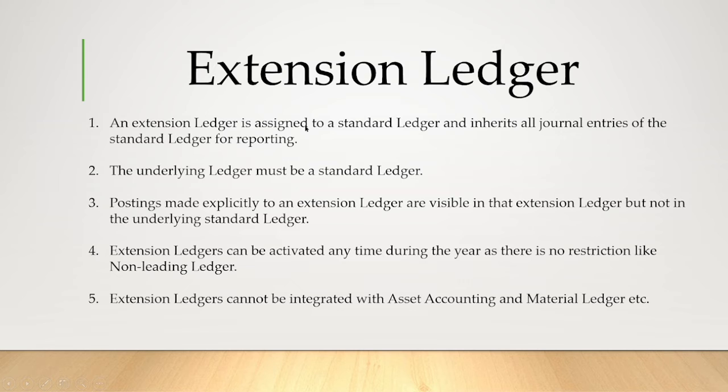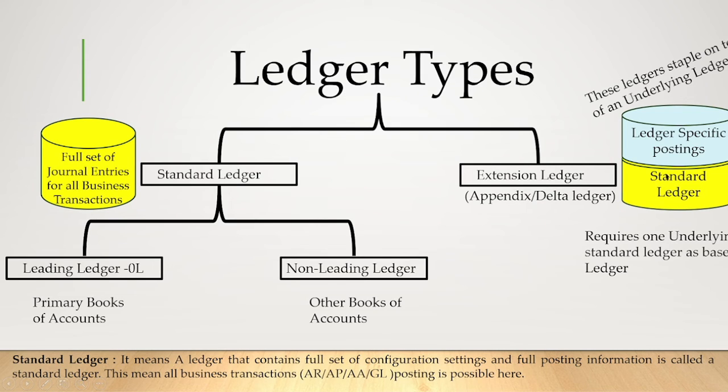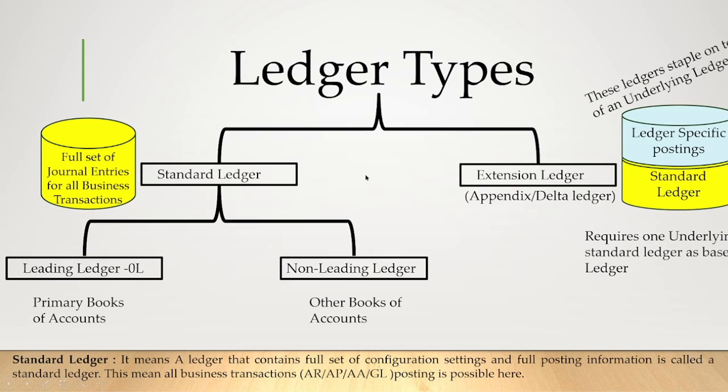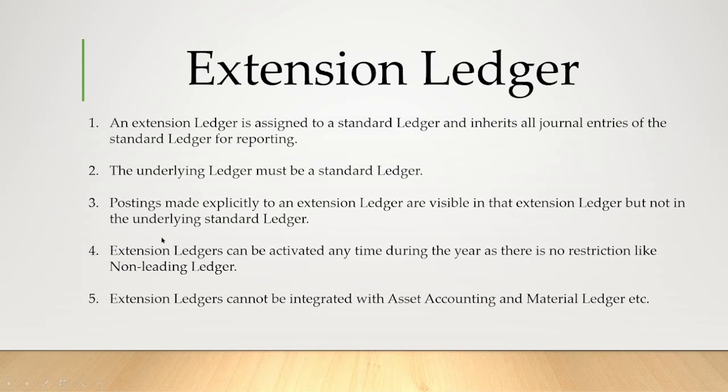An extension ledger is assigned to a standard ledger and inherits all journal entries of the standard ledger for reporting. So it inherits all entries from the standard ledger for reporting purposes, because this is the base. From here, all will come for reporting purposes. So you can draw financial statements by using an extension ledger. The underlying ledger must be a standard ledger, which means either a leading ledger or a non-leading ledger.